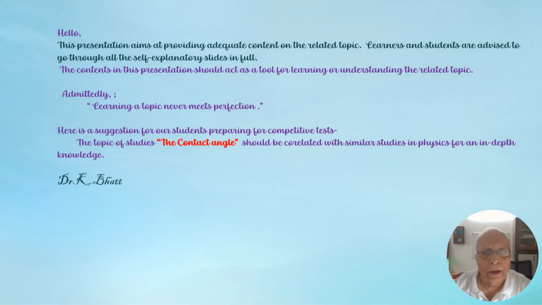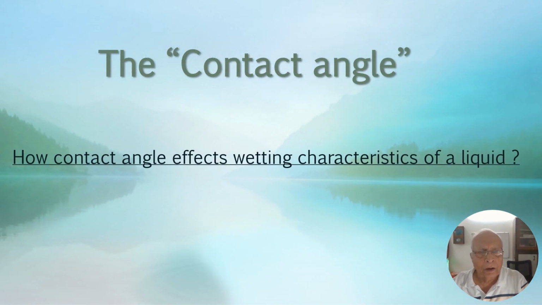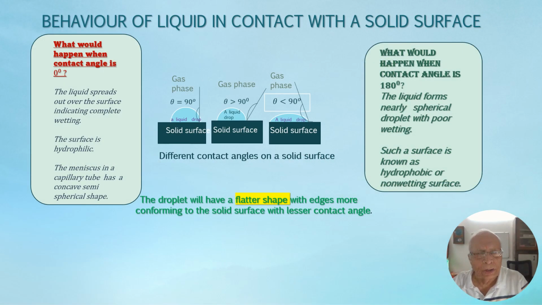The topic today is very interesting, and the topic is the contact angle, how contact angle affects the wetting characteristics of a liquid. Because we find that whenever a liquid is taken into a container, the sides of the container are normally wetted. They become wet with the liquid taken in the container. So this is the topic of our presentation today.